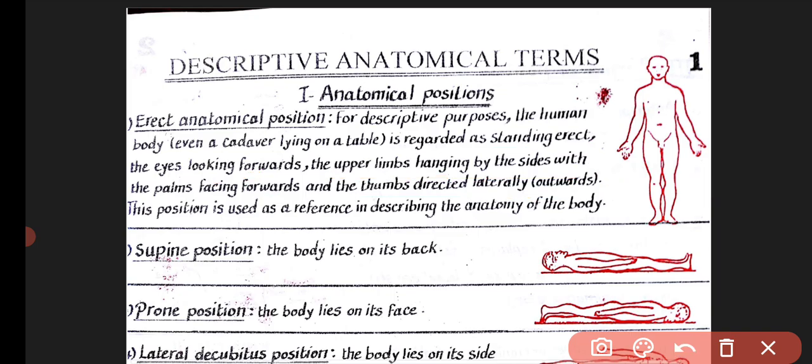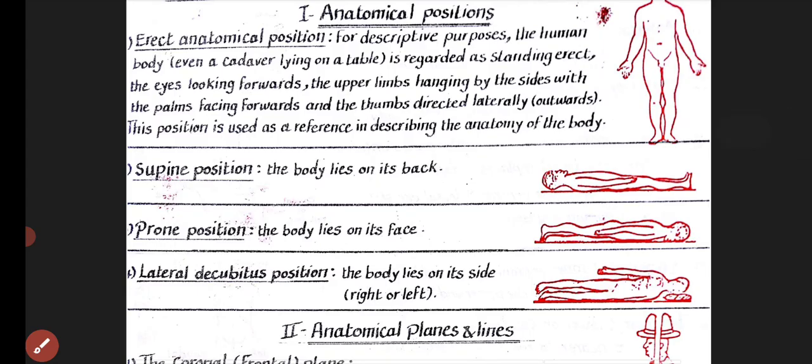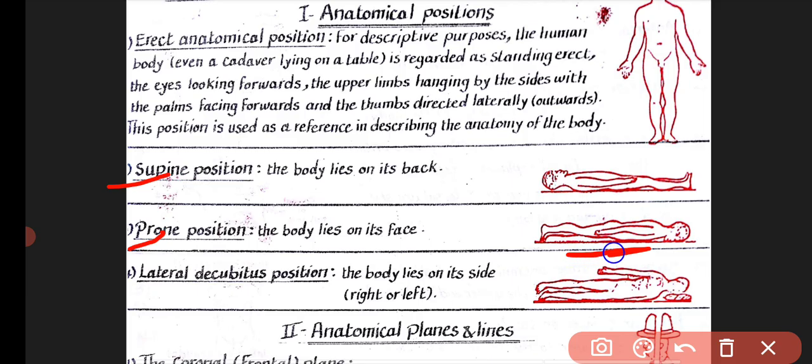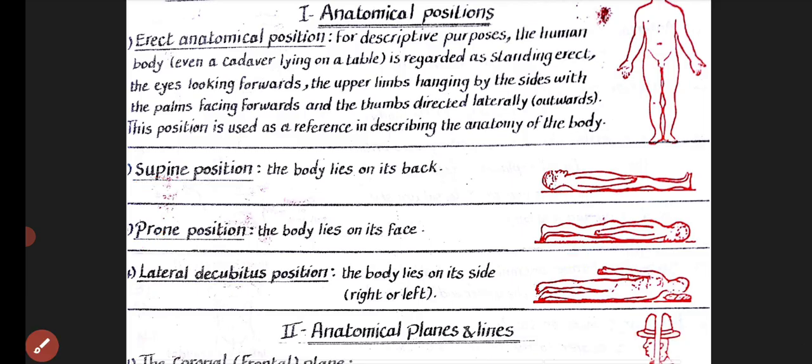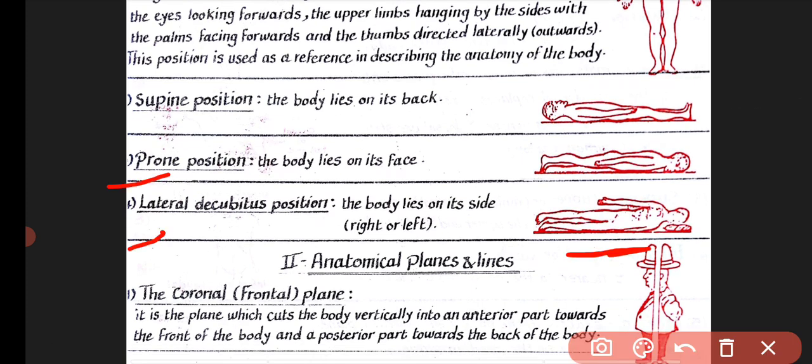Next, in the terminology, this is the supine position. Supine means lying flat on the back. And this is the prone position. Prone position means lying on the belly. And the next one is the lateral position, or decubitus position.